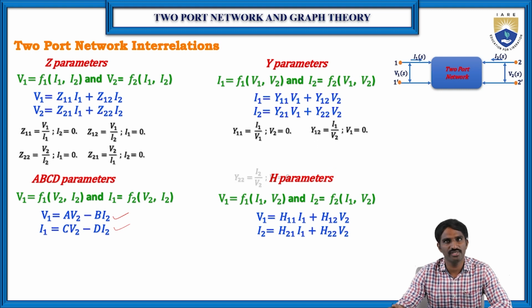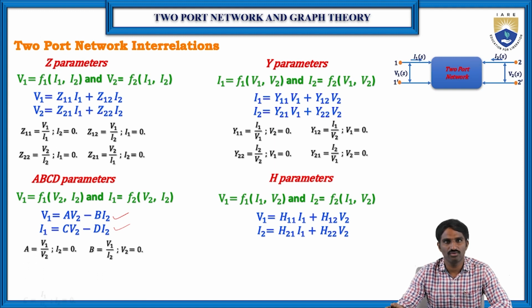Similarly, the Y parameters we can also find, because the Y parameters are also called short circuit parameters. By making the output terminals short circuit, we can find two Y parameters, and again by making the input port short circuit, we can find another two parameters.